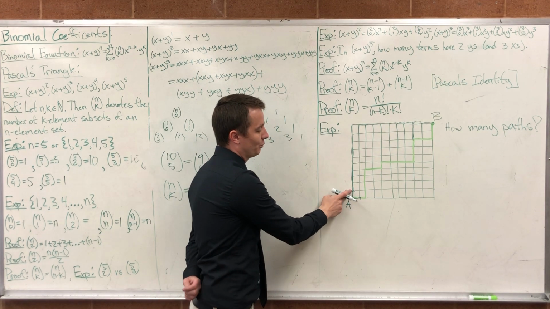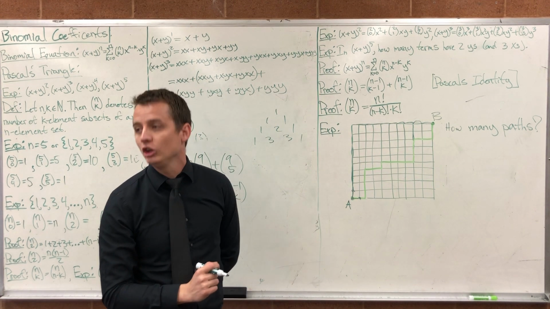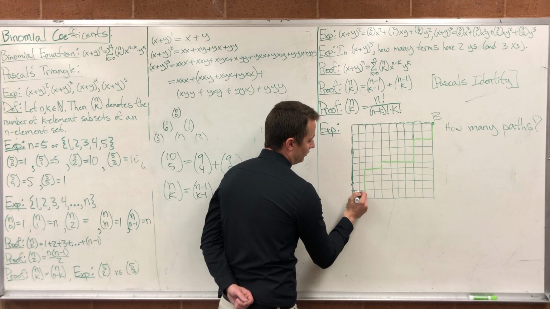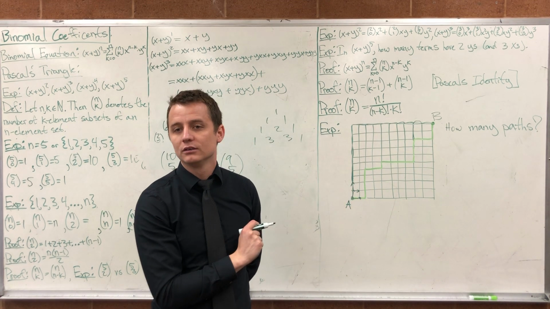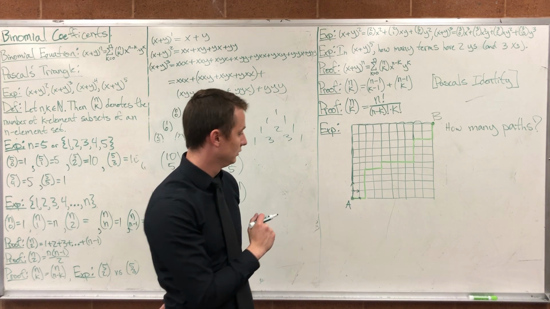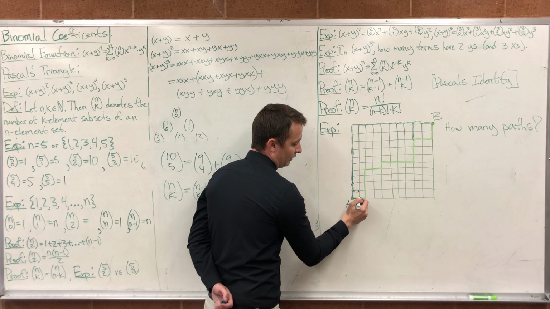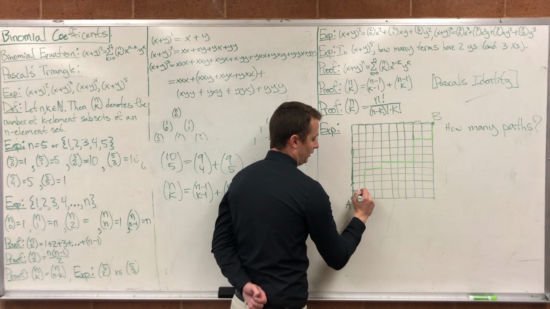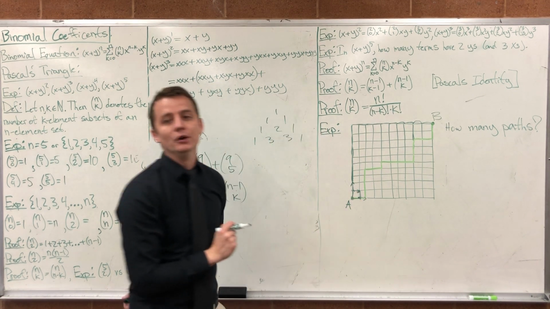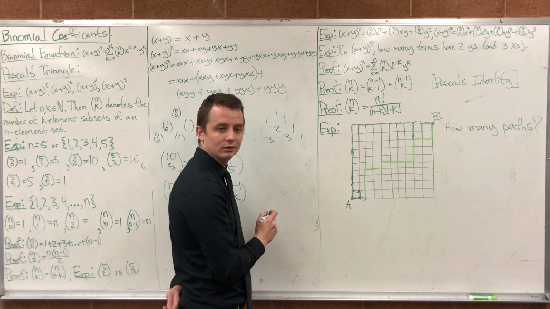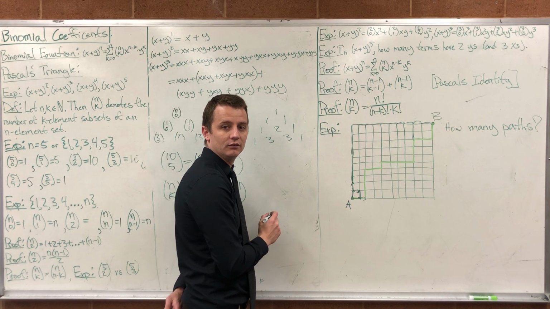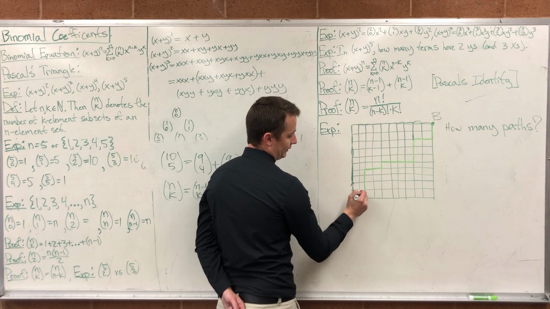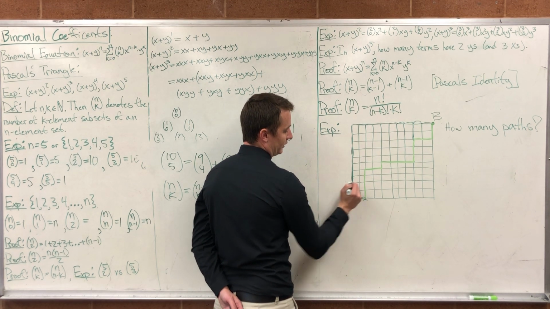Now, if I went this way, how many choices do I have? 2. I can go up, or I can go to the right. And if I went this way in the beginning, so I'm right here, how many choices do I have? 2. Which puts me up here or up here. So after 2 moves, how many paths could we have possibly made? 4. I could have gone straight like that, I could have gone like that, I could have gone like that, or I could have gone like that.